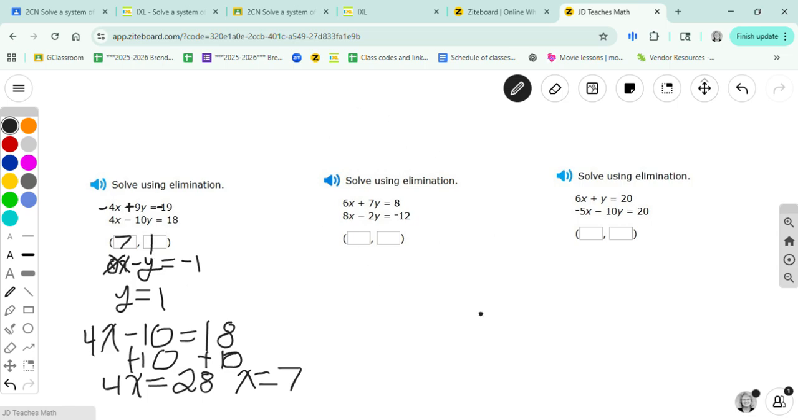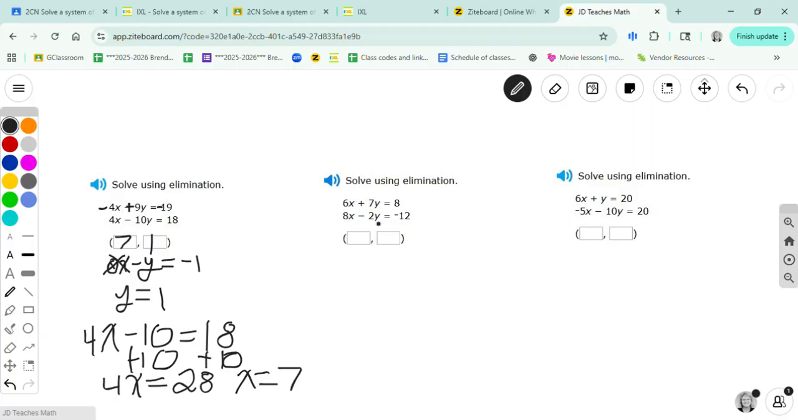Let's do the same thing for this one here. We have 6x plus 7y equals 8, and 8x minus 2y equals -12. And this one's a little bit annoying because we don't have any easy things to get rid of. So we're going to have to do what we got to do.